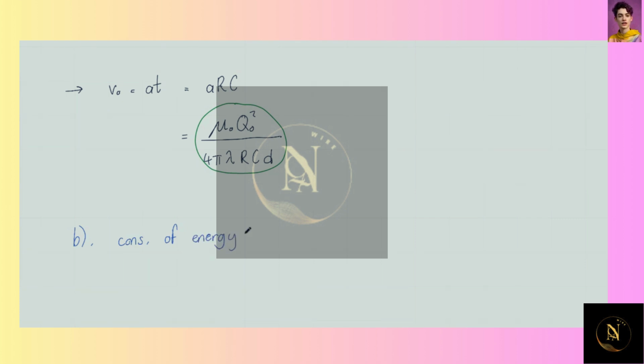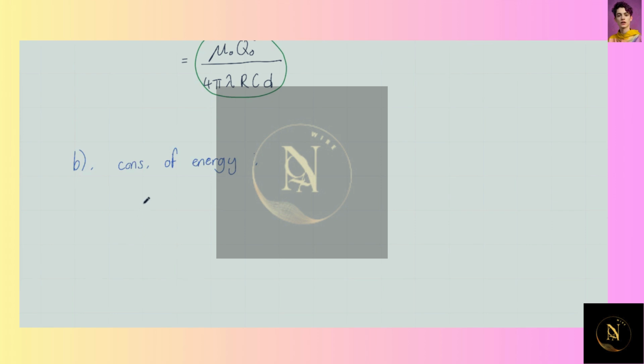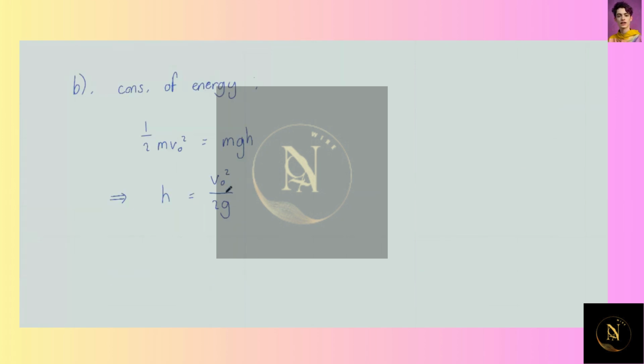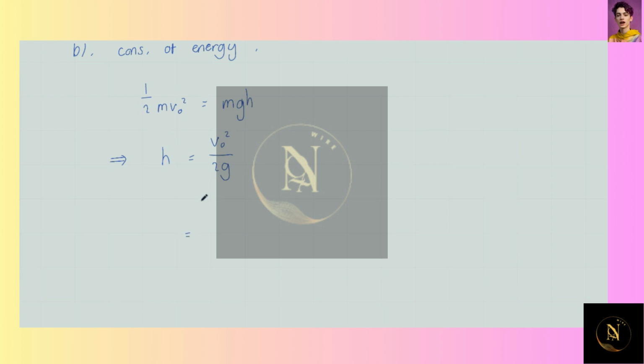Now the conservation of energy simply tells us that the kinetic energy of the wires initially, half m v naught squared, will equal the potential energy at a later stage after they have moved off. So that's mgh. Rearranging this equation, we can solve for the height h, and this is v naught squared over 2g. We can see m cancels, but we have an expression for v naught squared.